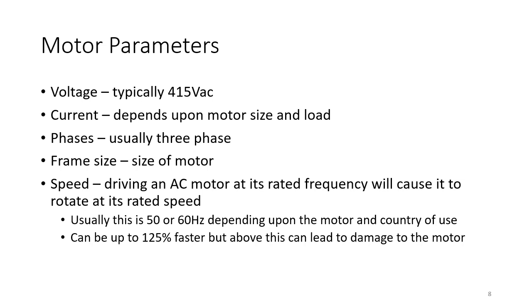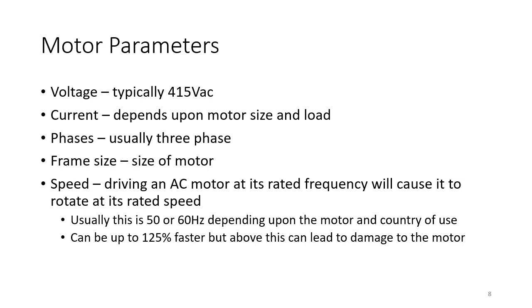And then there's speed. Speed is determined by driving the AC motor at its rated frequency, and that will cause it to rotate at its rated speed. So if we have 50 Hertz, common in Europe, or 60 Hertz in America, depending on the motor and country of use, those speeds will cause the AC motor to operate at its required speed. Now, the rated speed isn't necessarily the maximum speed.